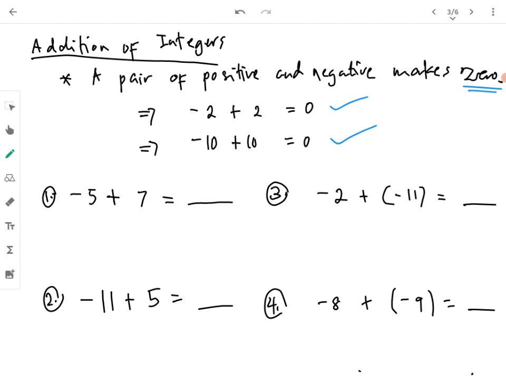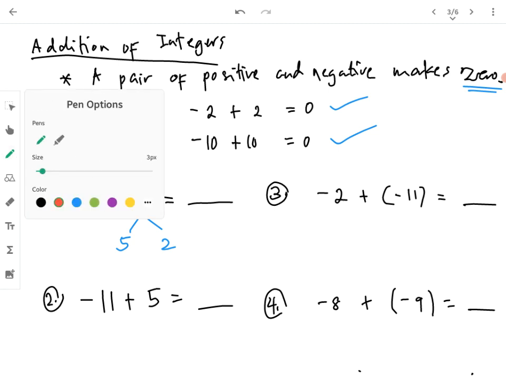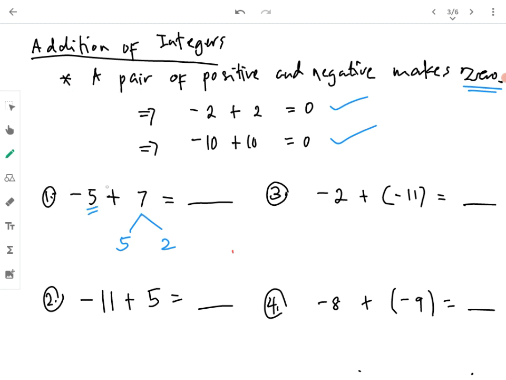Suppose we have negative 5 plus 7. We can break down 7 as 5 and 2. As you can see, we have a pair of negative 5 and positive 5, so that makes 0 already. Meaning, we are left with positive 2. So negative 5 plus 7 is positive 2.